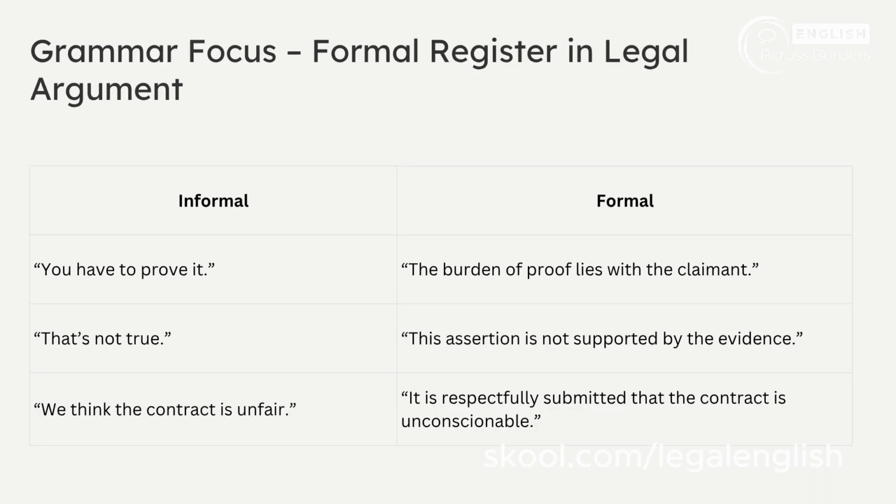Now, let's turn to formal register, a key element of persuasive legal English. In courtroom or negotiation settings, you're not just speaking politely. You're using a strategic tone that commands respect, avoids confrontation, and builds credibility. Take these examples. Instead of saying, you have to prove it, a lawyer should say, the burden of proof lies with the claimant. It's formal, neutral, and legally precise.